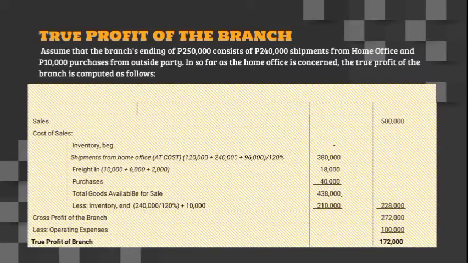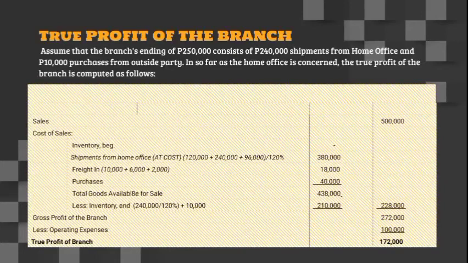Shipments from home office, our previous computation is 456,000, right? And I'm sure magtatanong ka, bakit naging 380,000 na lang dito? In this part, dahil nga at billed price siya, tanggalin natin yung markup. So, how to eliminate the markup? We need to divide 456,000 by 120%. Then you're going to ask me again, where did you get the 120%? Well, actually, this is given. Now, when we divide the total shipments from home office with a given percentage, we will get 380,000 at cost.